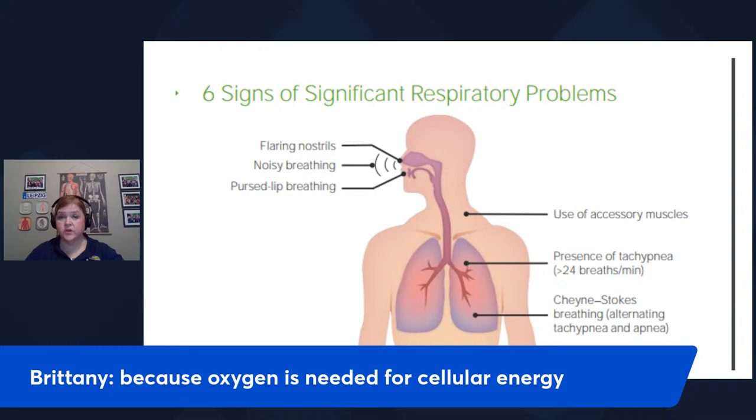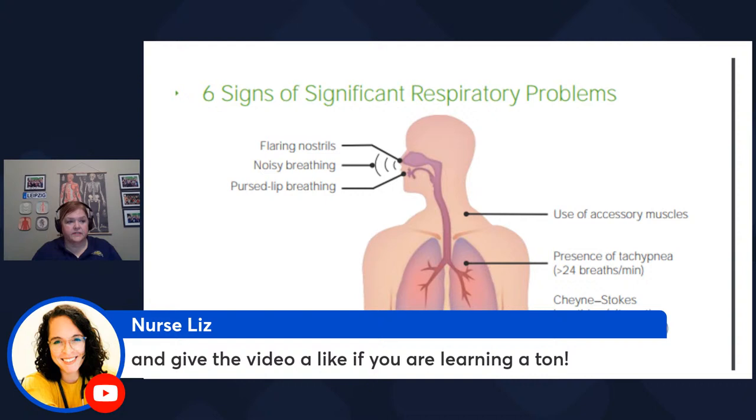Someone in our Discord asked, hey, can we talk about epiglottitis? Yes, yes, we can talk about that.